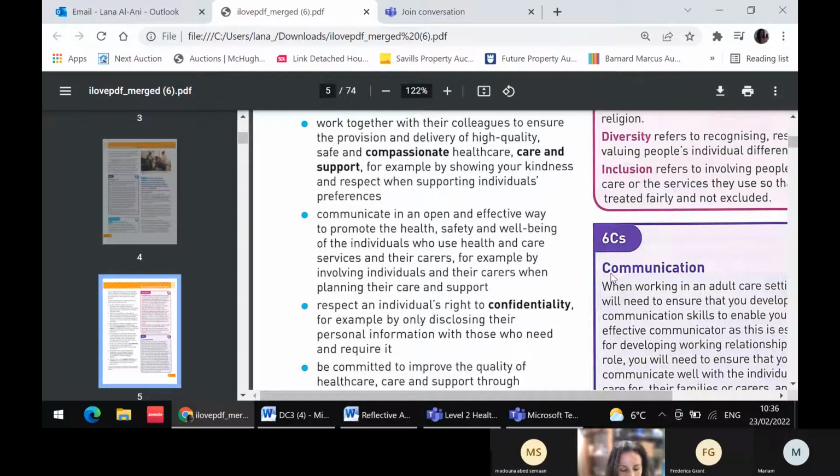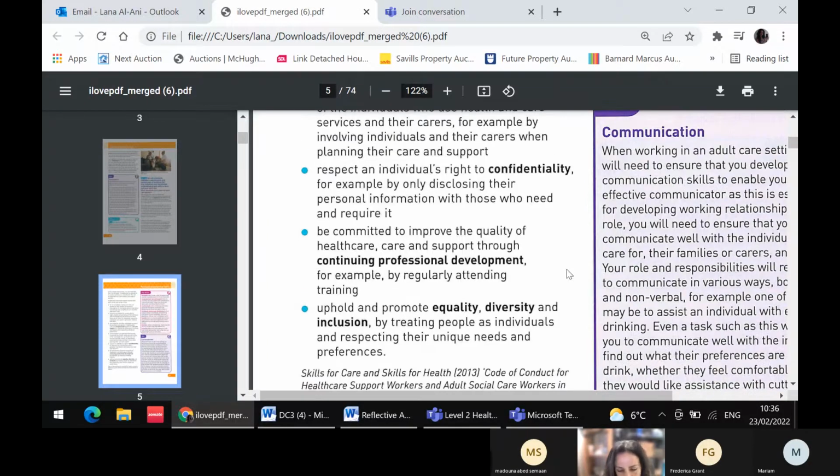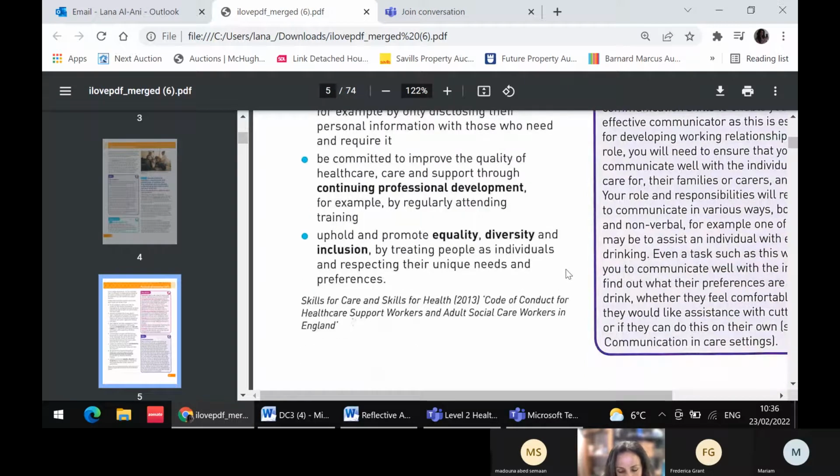Communication is very important, and you need to respect your clients, respect their confidentiality when you work with them, and be committed to improving the quality of healthcare. Continuing professional development means that whenever there is any training provided, you can ask for it. It's very important. The last thing in the code of conduct is to uphold or promote equality, diversity, and inclusion. It's very important to always promote equality, diversity, and inclusion in your workplace.